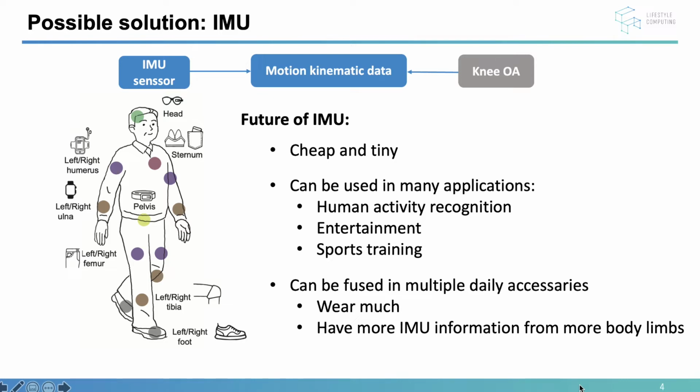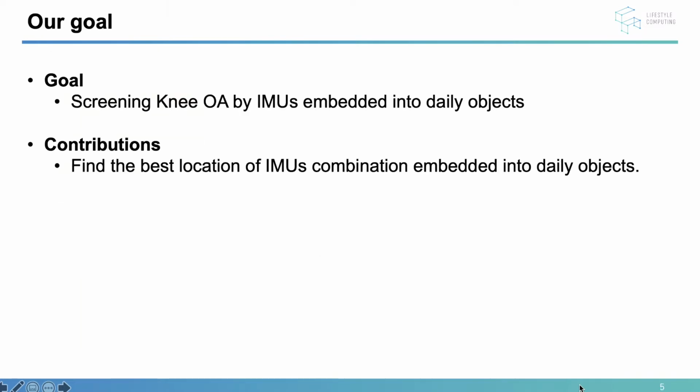Therefore, this paper aimed to establish a knee OA screening system using IMU sensors embedded into daily objects and find the best IMU sensor combination. It provides primary proof and the possibility of using more daily-used IMU sensors worn on the human body to detect knee OA disease.